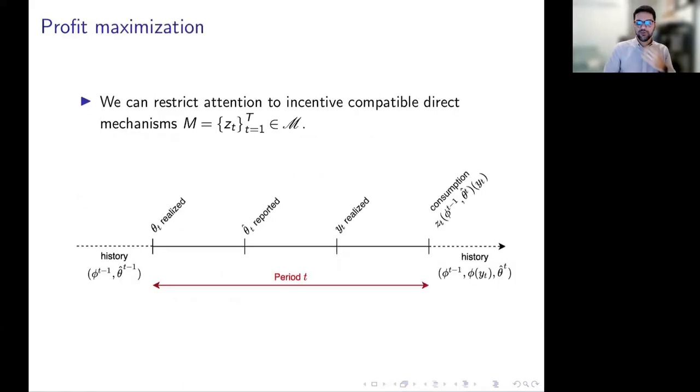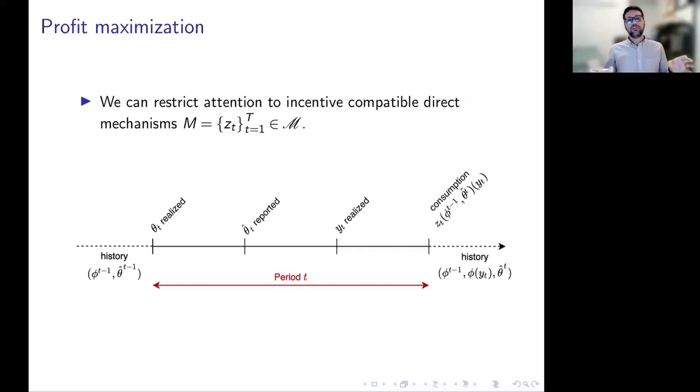It might be easy to understand what a mechanism is if we go through what the timing of events within a period will be like. I can restrict attention to direct mechanisms. What this means is that within each period, an agent is simply going to reveal its own type, theta t, and I can restrict attention to mechanisms that are incentive compatible and to truthful equilibria, in which agents report their types truthfully.